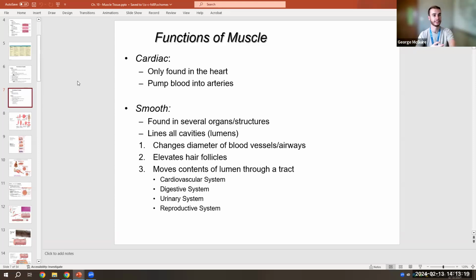It is maintaining and changing diameters of our blood vessels and airways, all of those tubes. Smooth muscle regulates the elevation of hair follicles, right? And then plays a role in moving the contents of those lumens through that tract.